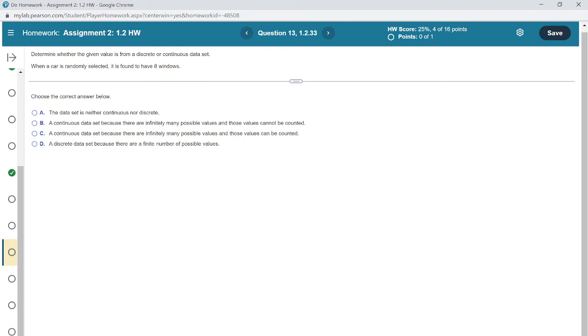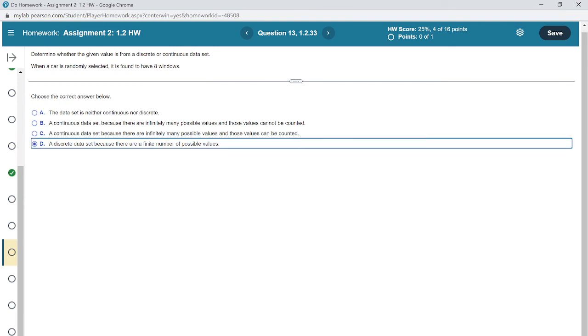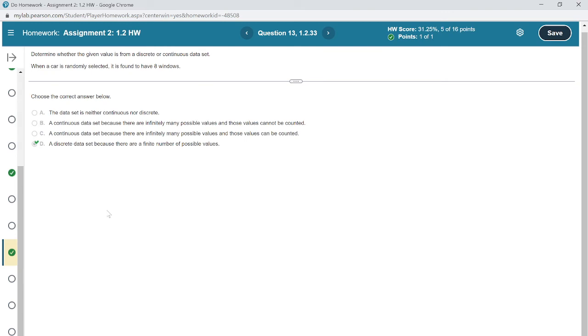When a car is randomly selected, it is found to have 8 windows. So is this discrete or continuous? Eight windows on a randomly selected car. It should be discrete because there is a finite number of windows. Discrete because there are a finite number of possible values. So that's the answer. You cannot have an infinite number of windows in a car.